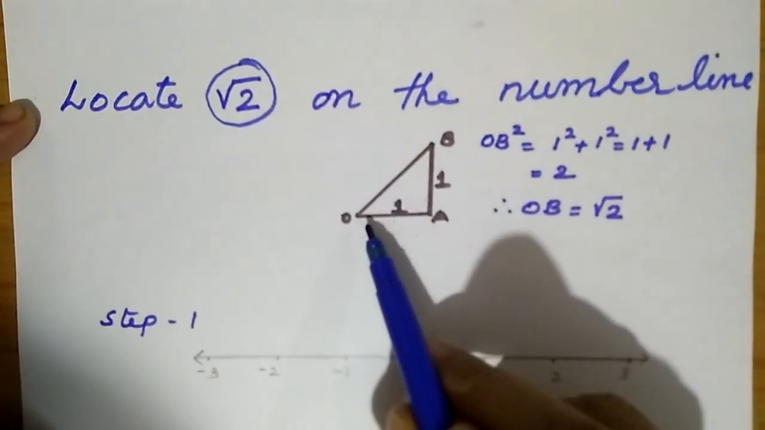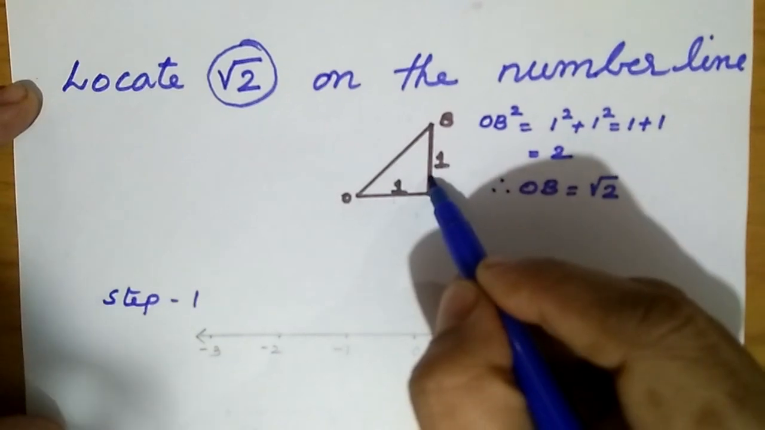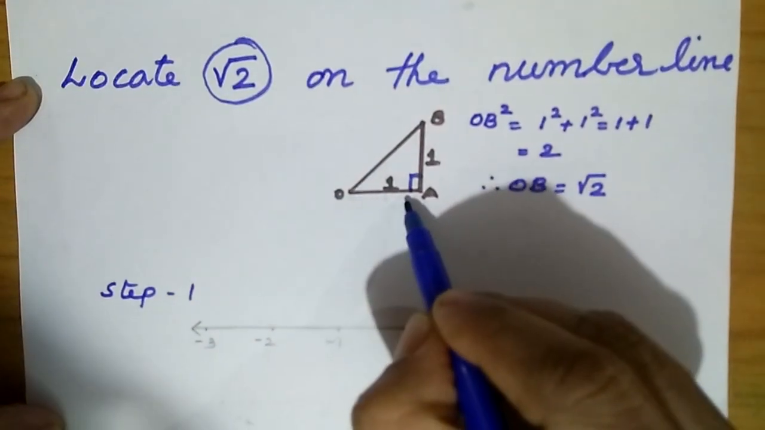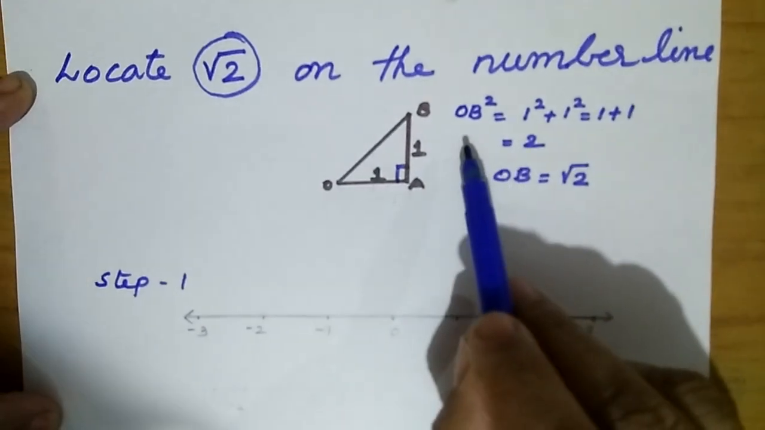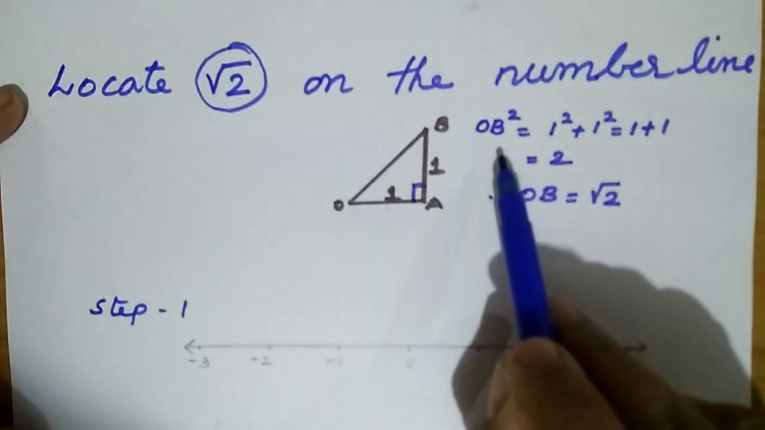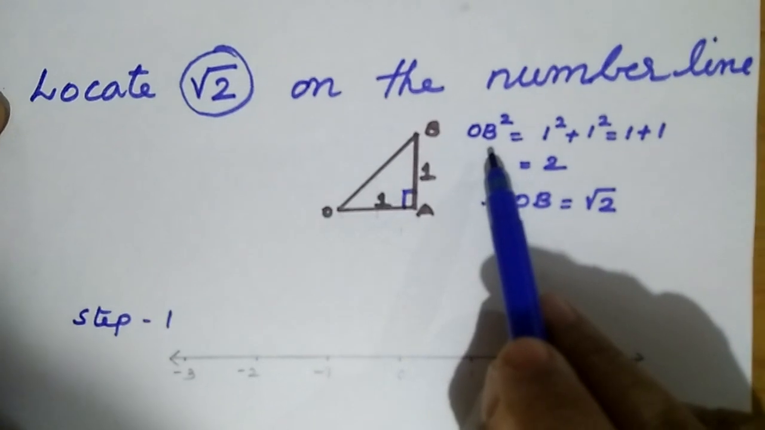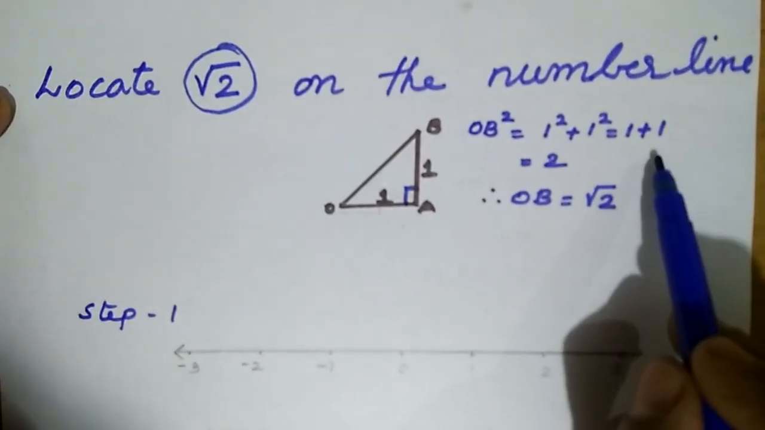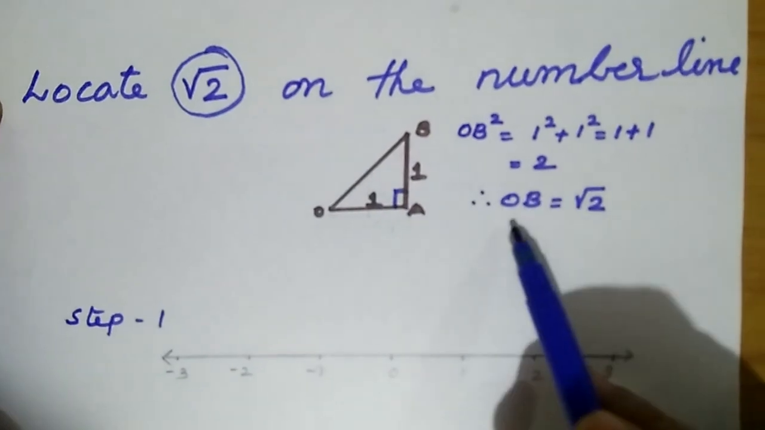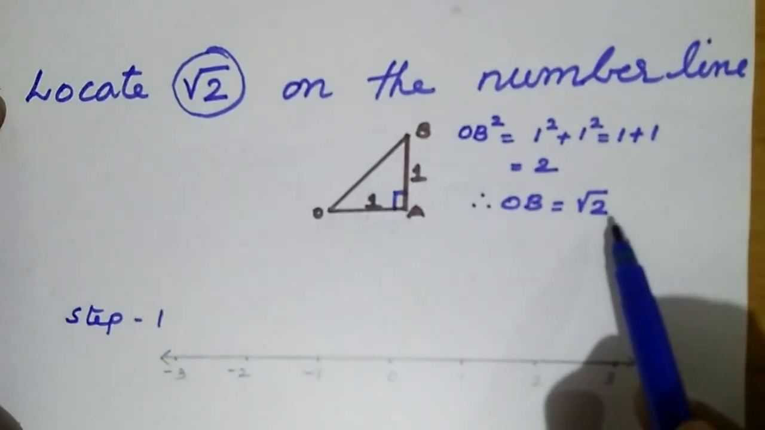I have just drawn here a right angle triangle with the base equal to 1 centimeter and height equal to 1 centimeter. As you know how to calculate the hypotenuse, the same formula we are using here. OB square, the hypotenuse, equals 1 square plus 1 square, equals 1 plus 1, equals 2. That means the OB length became root 2.